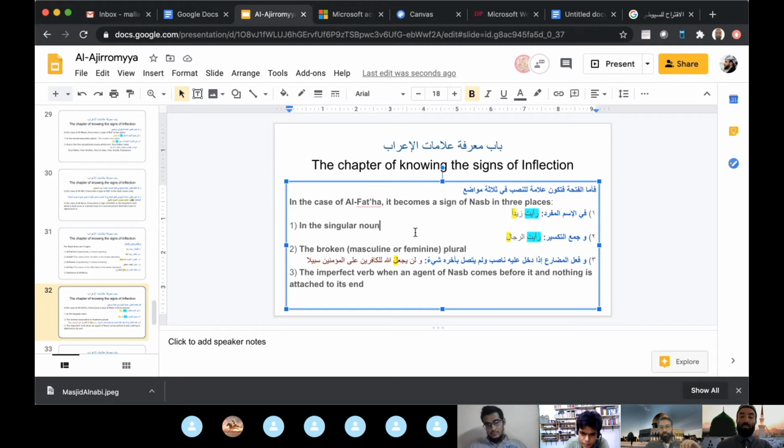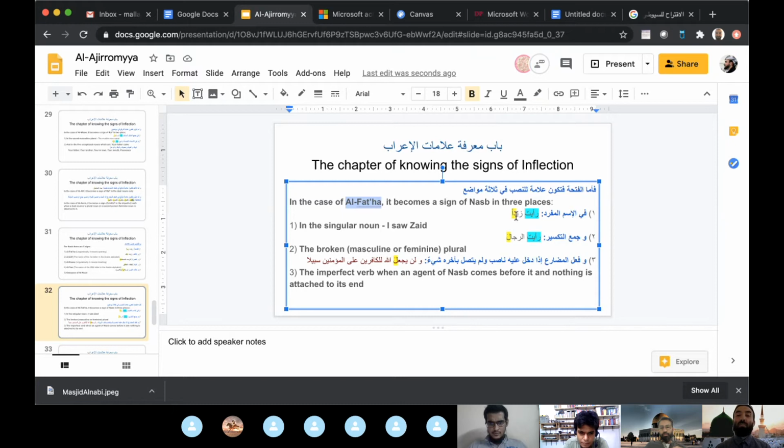This lag is killing me. Okay, let me write what it translates to. I saw Zaid. Okay, رأيت زيدا means I saw Zaid. So here you see that Zaid is a singular noun, right? What's the sign of nasab for a singular noun? We just mentioned it right now. Fatha. Al-fatha is a sign of nasab for a singular noun.